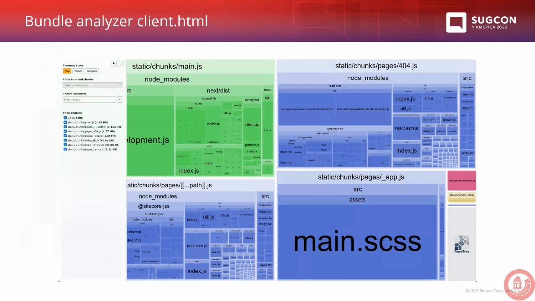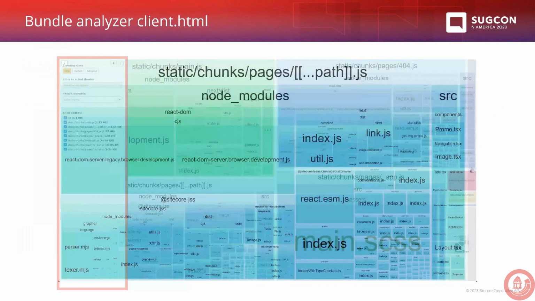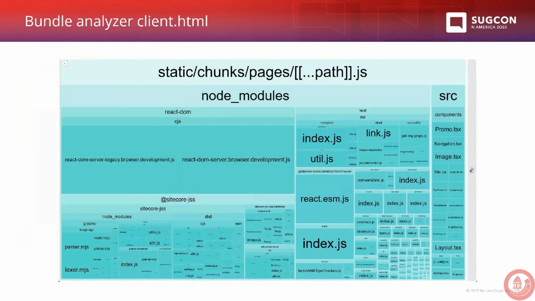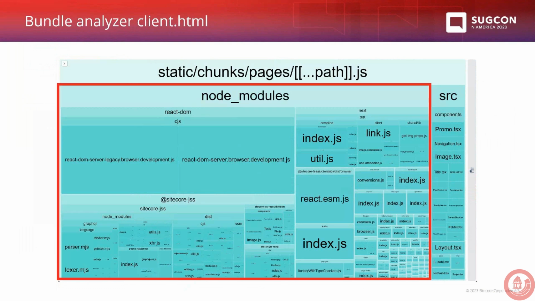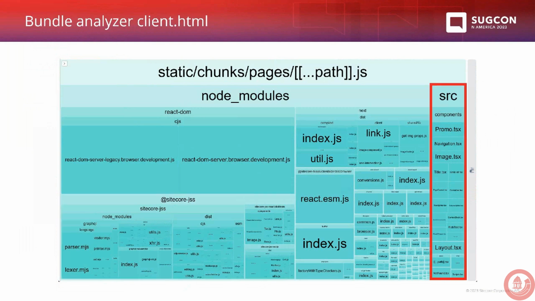There's a sidebar that you can open, and from this sidebar you can filter what you see. For example, you can zoom in on a particular chunk. So if you want to zoom in on the page route, you can do that, and this is what that looks like when it's zoomed in. Again, you can see that node modules is contributing the majority of the file size here. The Sitecore JSS libraries are contributing quite a bit as well. And then over here on the right are all the components or the renderings that are getting included for this page.